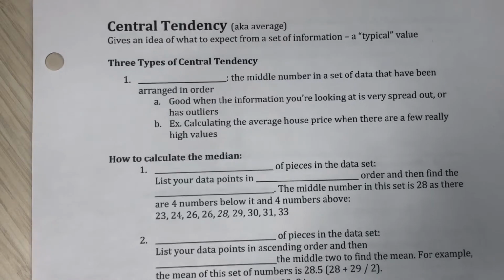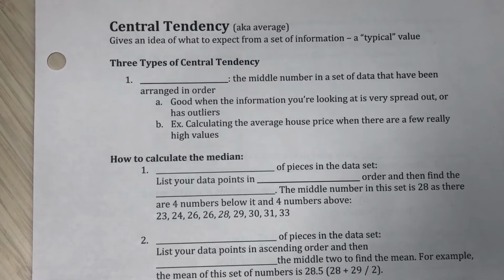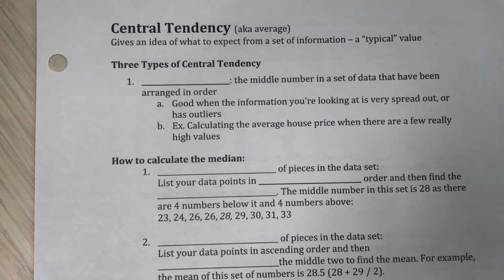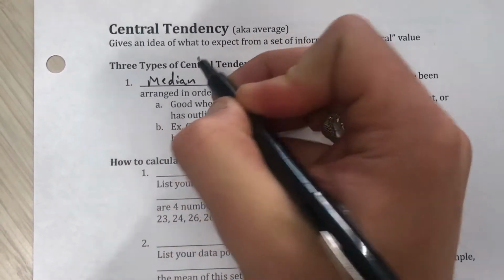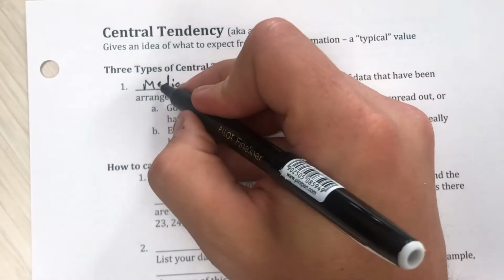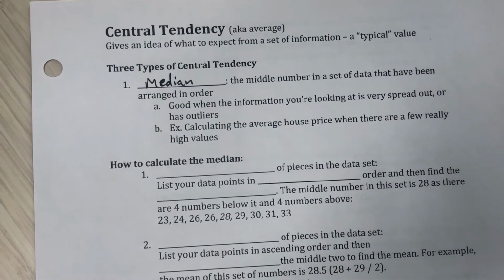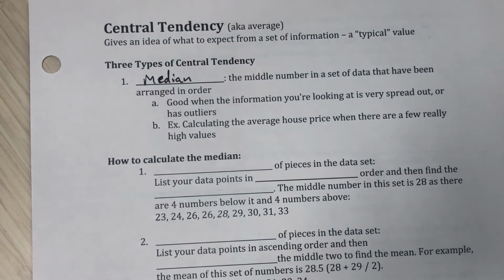Anyways, there's three main types of central tendency. It's basically how you describe information when you're talking about averages. And there's three to look at. The very first one, maybe you've not heard of this before, is the median. The median is a middle number in a set of data that has been arranged in order.